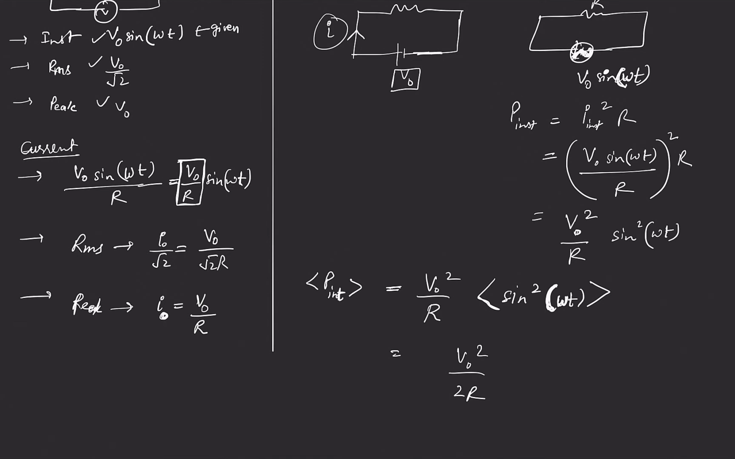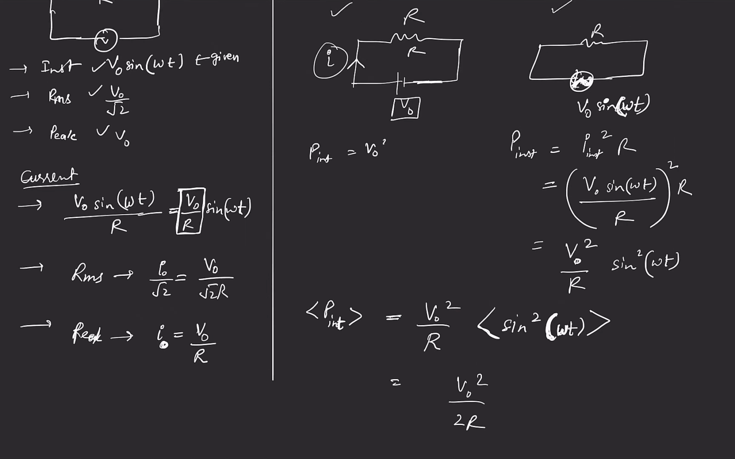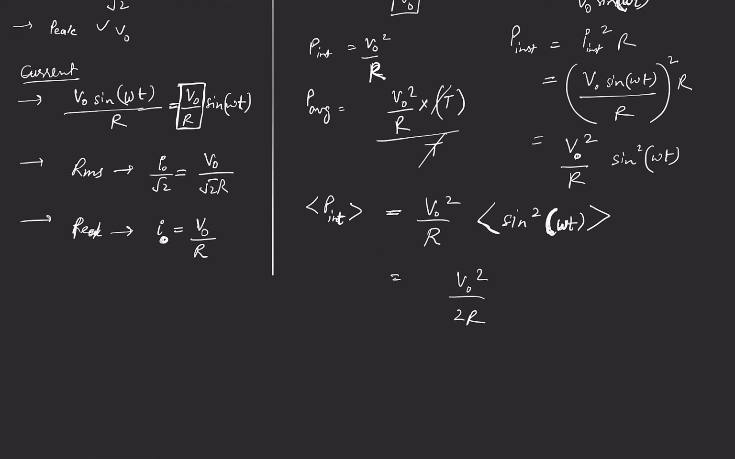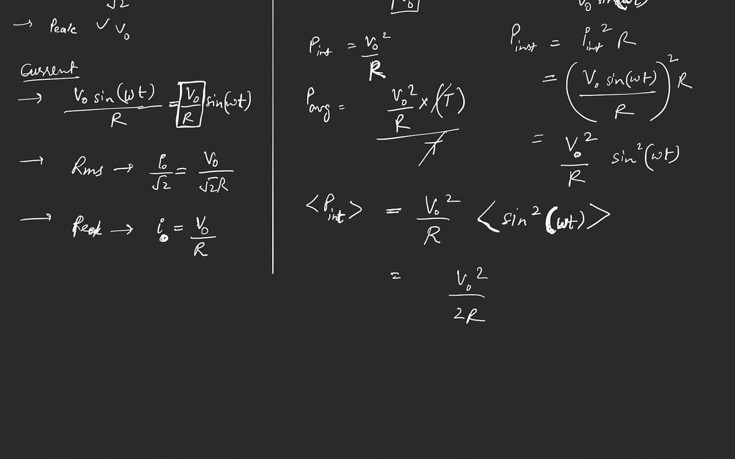For the left hand circuit, average value of power in one time cycle. The instantaneous power here is v0 square by r, and the average power in one time period is V naught square by R into time period divided by time period. So basically the average power is simply V naught square by R.